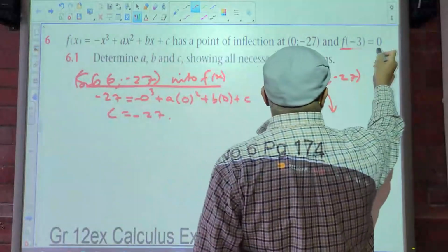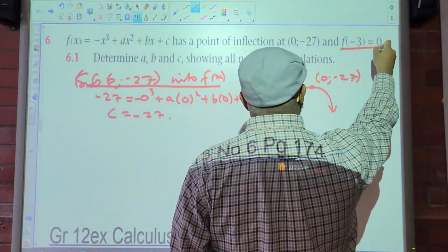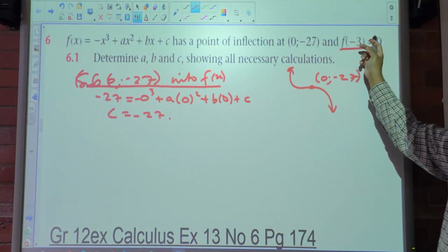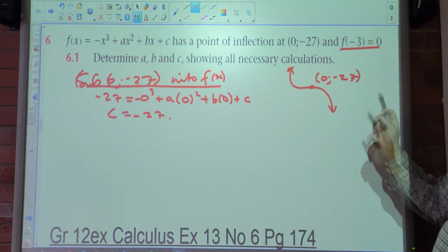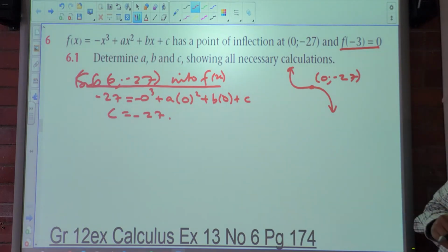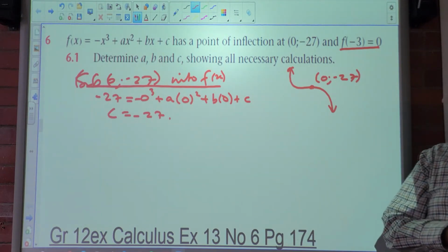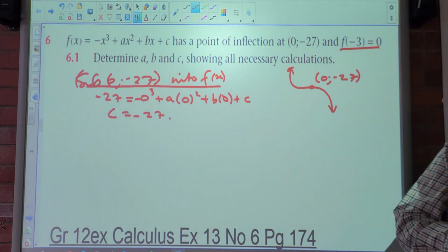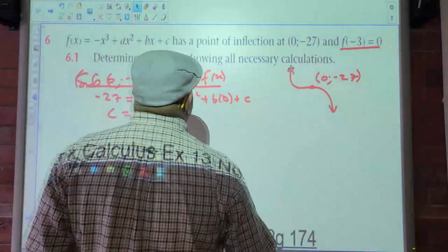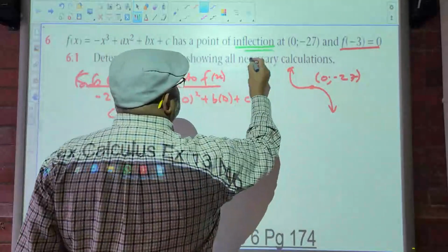And f of negative 3 is equal to 0, which means to say this is also an x-intercept, not so. So because we have two unknowns at this point, which is a and b, we still need to solve. Looks like we're going to go into simultaneous equations. However, coming back to this point here, which is also the point of inflection.